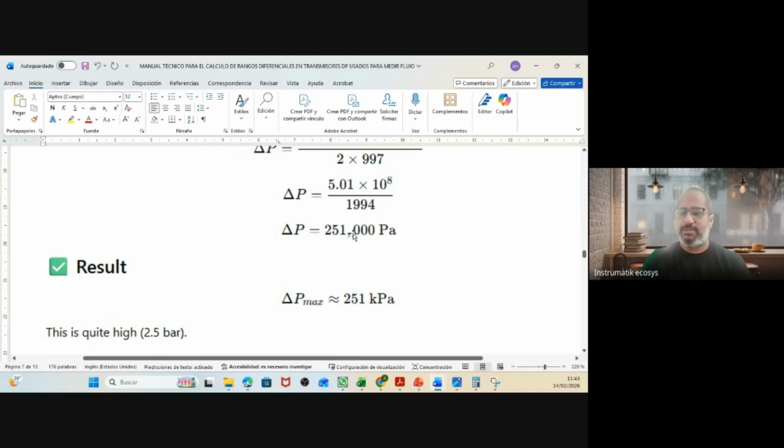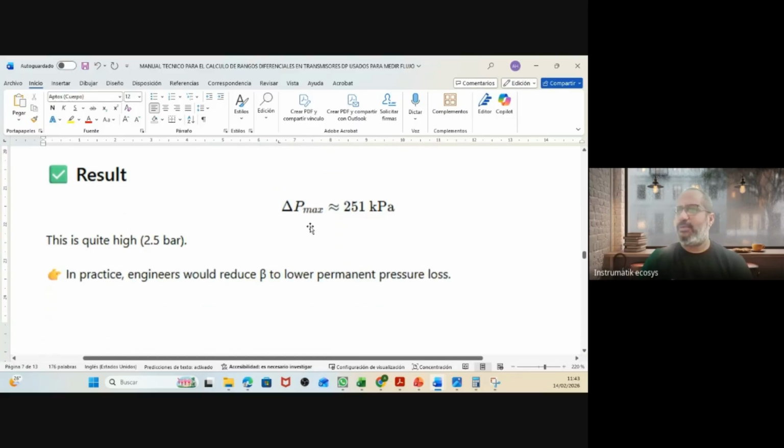Delta P. All of this, you will have delta P, which is 250,000 Pascal, you know? And delta P maximum, now you have delta P maximum. This is the value that you want to convert to inches of water. This is the value for delta P maximum. This is the value that you're trying to find and to write in the data sheet for calculated range. Then you write this, you convert this to inches of water, and you will have already URV in here.